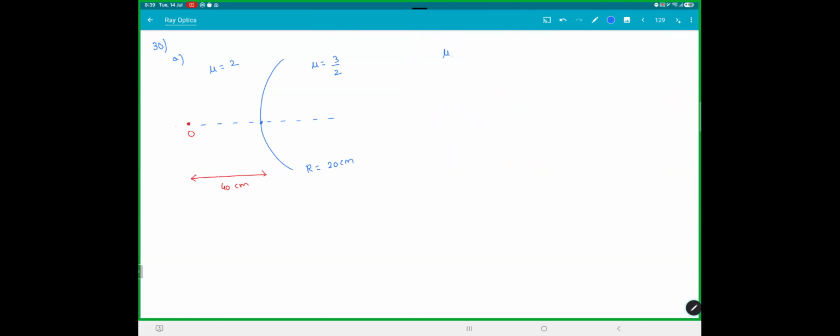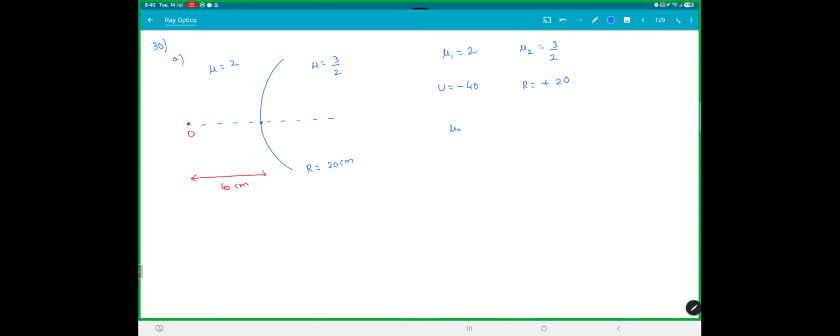So what is mu1? Mu1 is 2 because that is the incident medium. What is mu2? 3 by 2. So if you're confused, write it down, at least for a few questions till you get used to it. What is u? Minus 40. What is radius of curvature? Plus 20. Why? If you extend this, the center will be on the right hand side. It is on the positive axis. So r is positive.